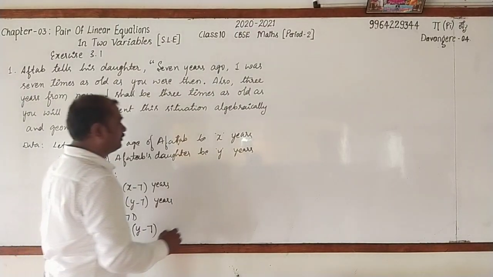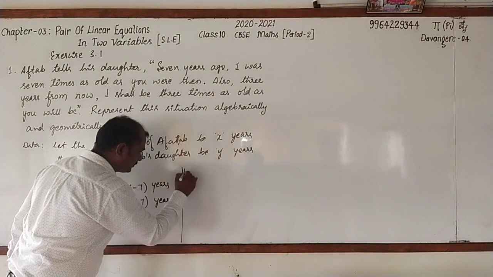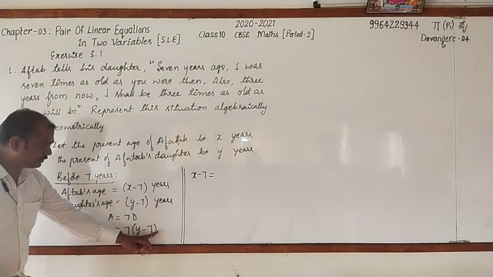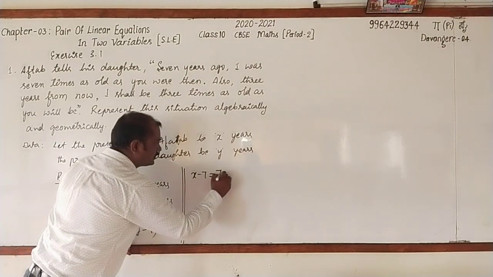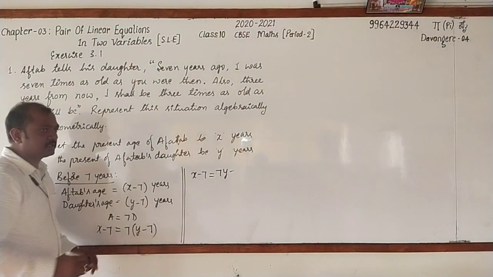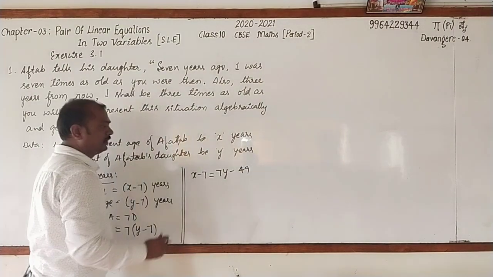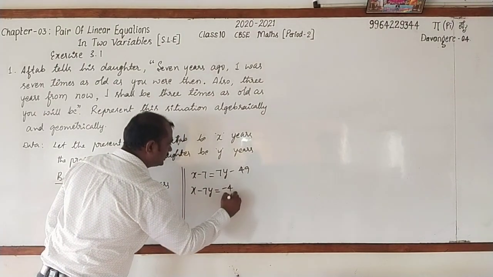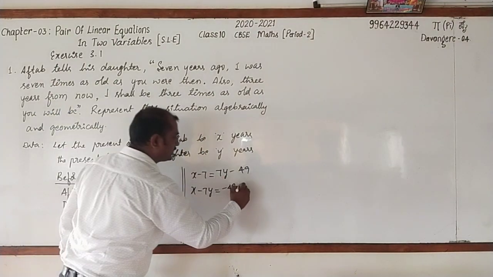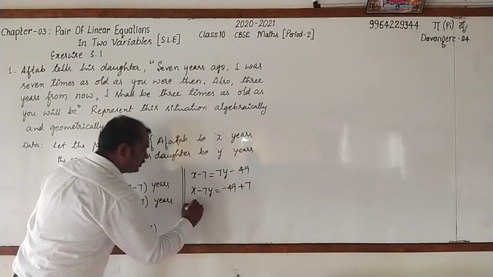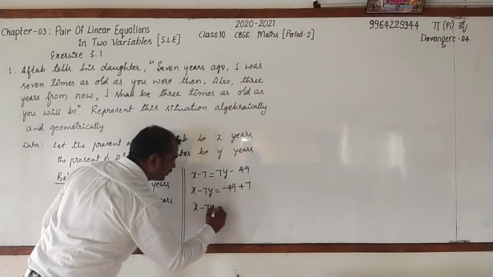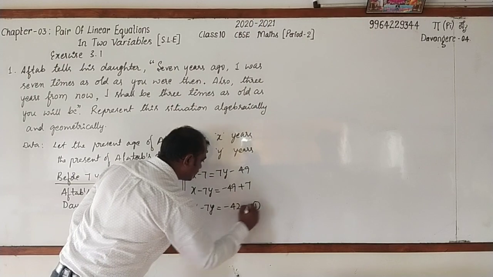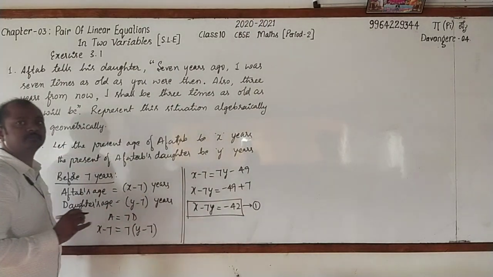Now, let us go for solving this. Here only I will write it. X minus 7 is equal to, multiply 7 with both, 7 into Y, 7Y minus 7 7s are 49. Next, X, take 7Y to the left hand side, minus 7Y. Minus 49, take minus 7 to the right hand side, it is plus 7. So, X minus 7Y is equal to minus 49 plus 7, which is minus 42. You may call this the first equation.